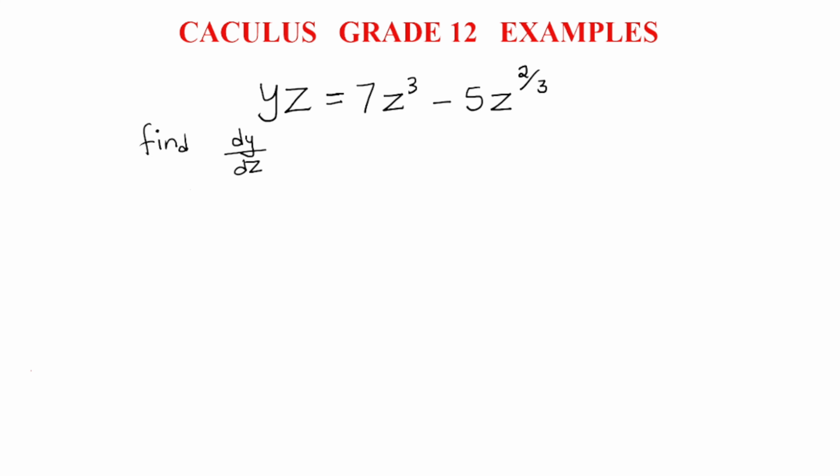Now, today's example, let's have a look at derivation from definition, where we have an example here, which is y z is equal to 7 z cubed minus 5 z to the power of 2 over 3. Right. So the question says let's find dy over dz.